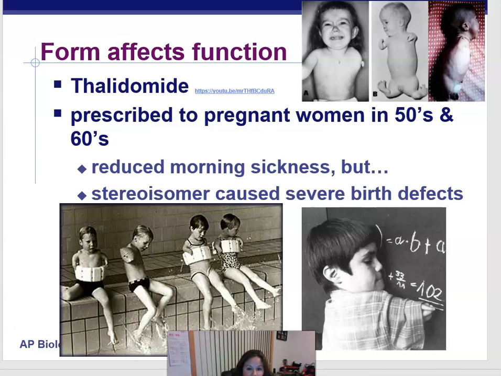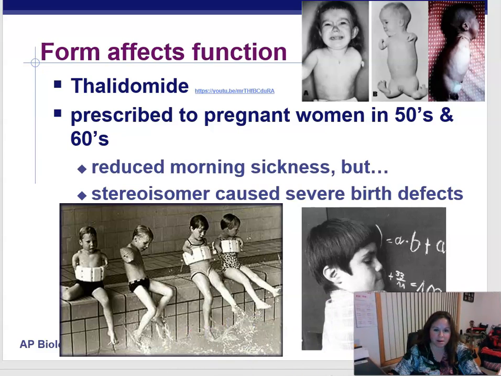If any of you are music lovers and like Billy Joel, his song "We Didn't Start the Fire" has the children of thalidomide in it. You'll have to listen for that next time. And it's something that we always want to watch out for when making drugs and we don't quite know all of the effects on them.